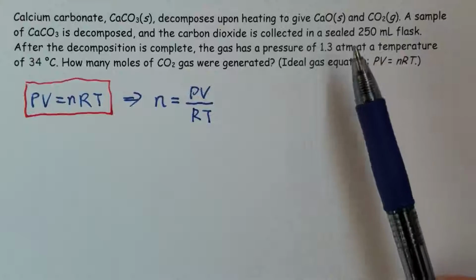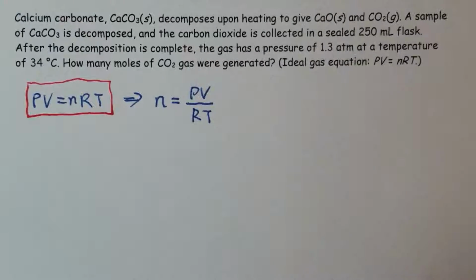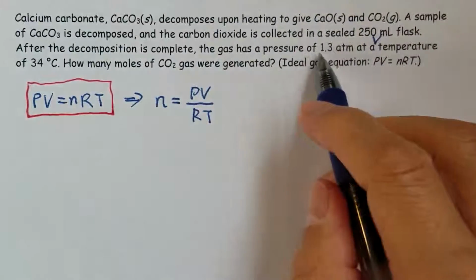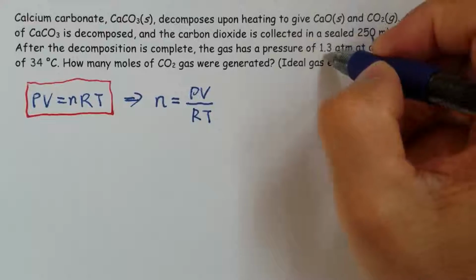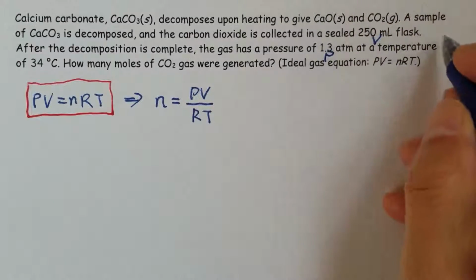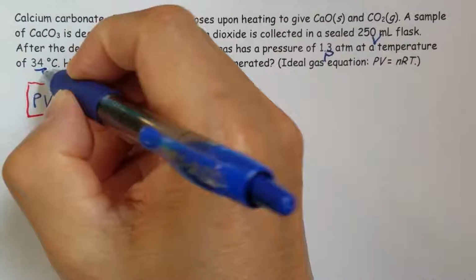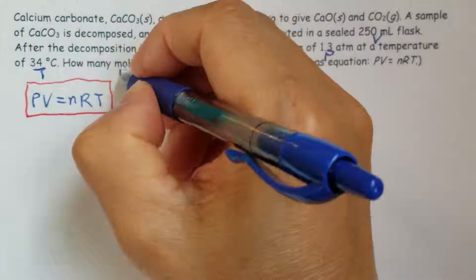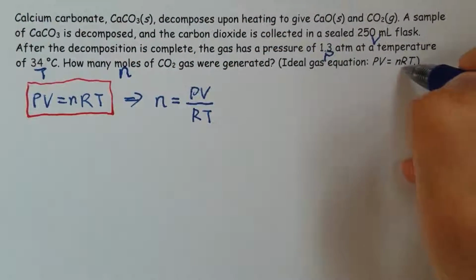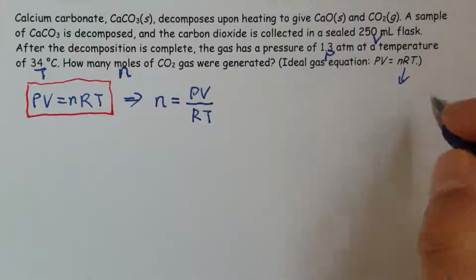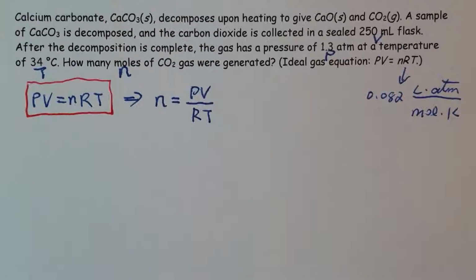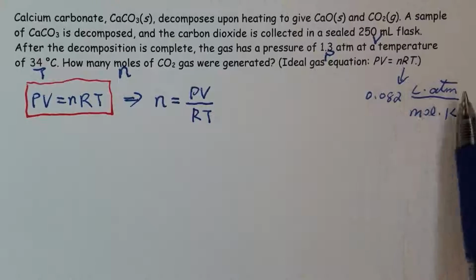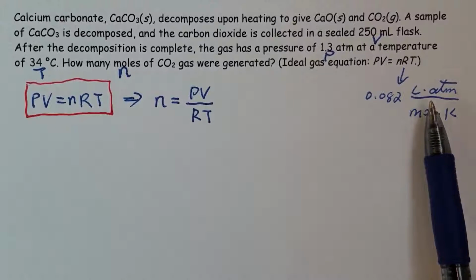Now let's identify the quantities given in this question. Milliliters, obviously that's volume, and 1.3 atmosphere, that is pressure. Then we have temperature, and of course, we need to find out n. What is R? R is the gas constant. So the value for the R constant should always be given.